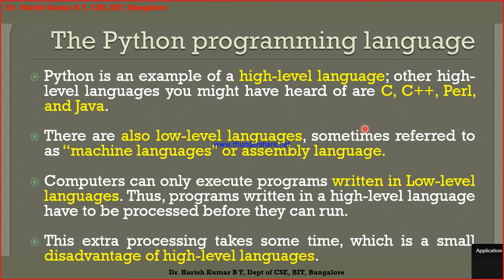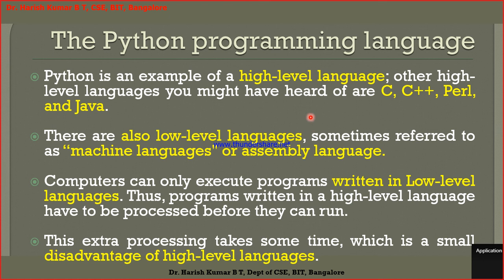And there are other low-level languages also. Sometimes you call them as machine language or assembly language. And computers, they can easily execute the programs written in low-level languages. So even in the previous semester, you have understood the microcontroller, and you know how to write the embedded C programs and the assembly level programs, ARM programs. So the ARM programs what you wrote earlier, they are all assembly level programs, and for the Part B programs you wrote the embedded C program. So the programs written in high-level languages have to be processed before they can run.